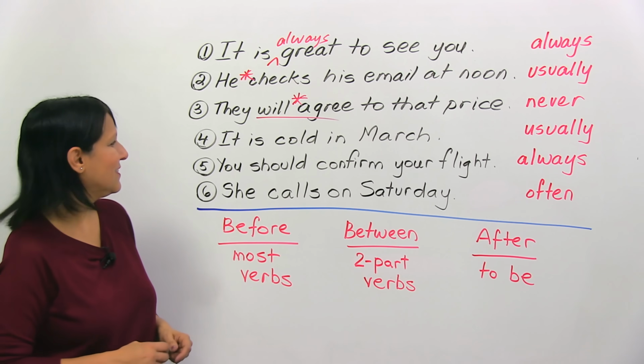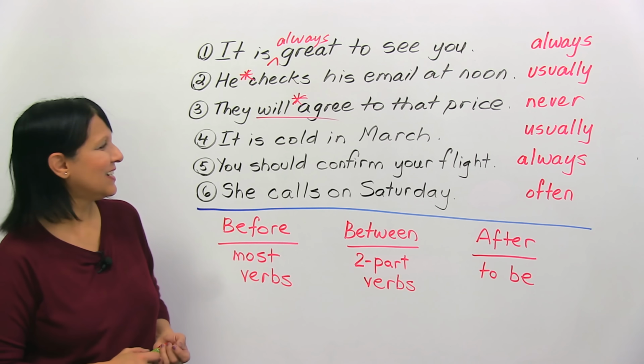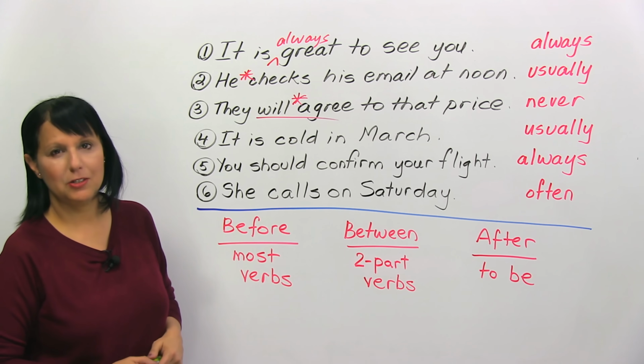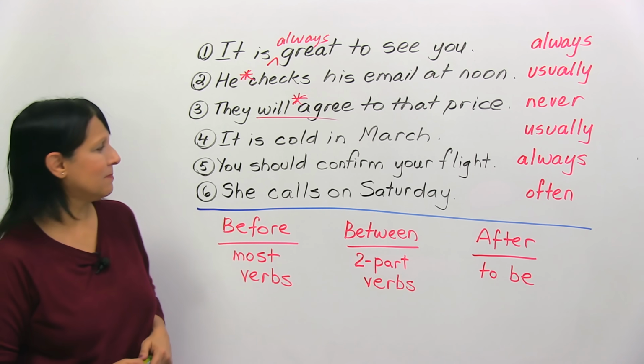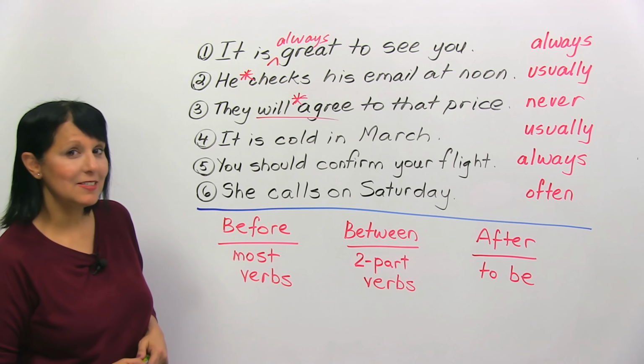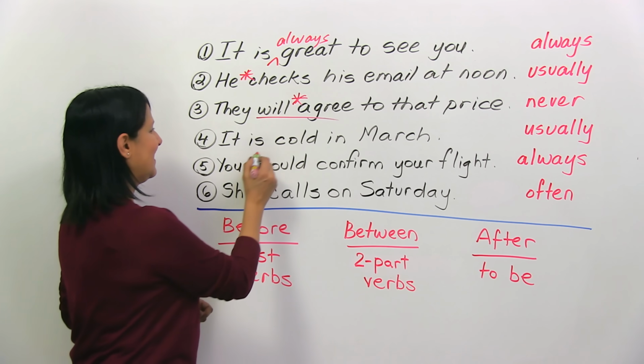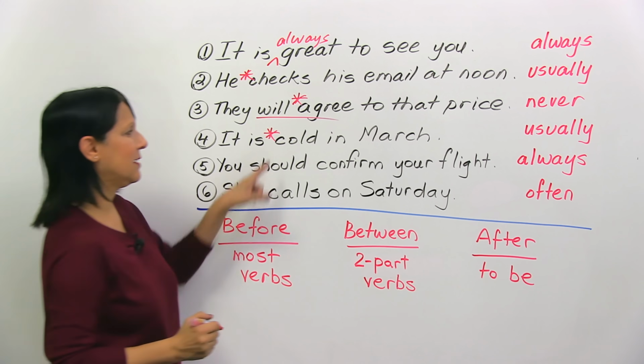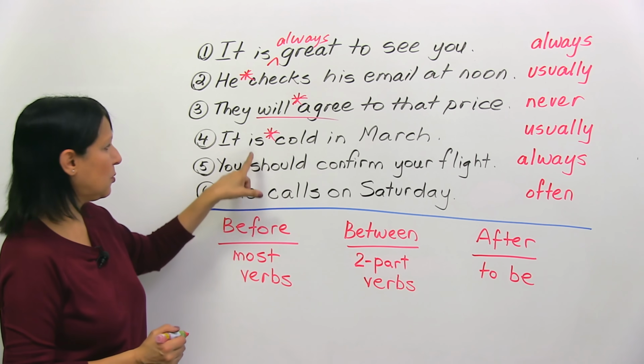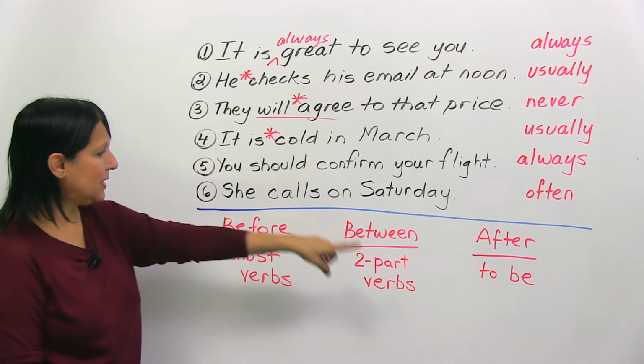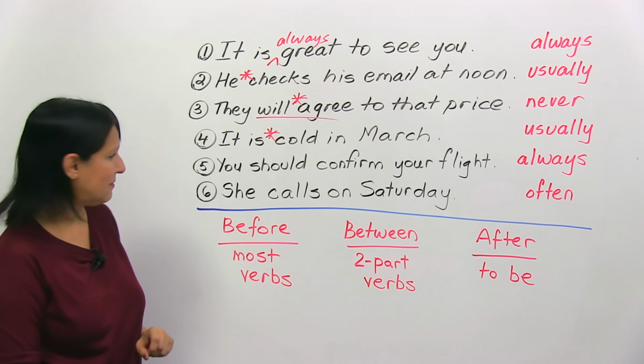Number 4, it's cold in March. Where do we put the word usually? Yes? Good. We put it here. It's usually cold in March. Why? We had the verb to be again. So it goes after that verb.